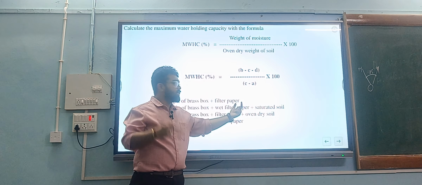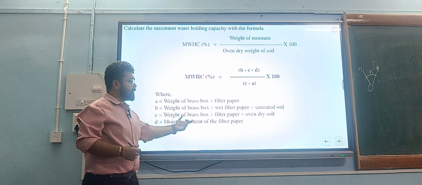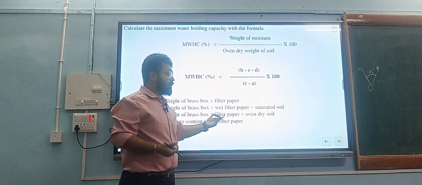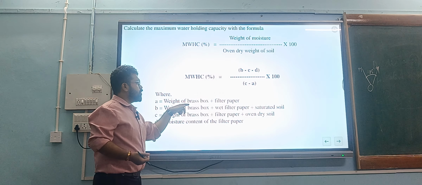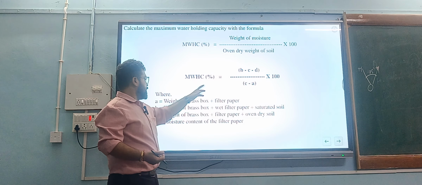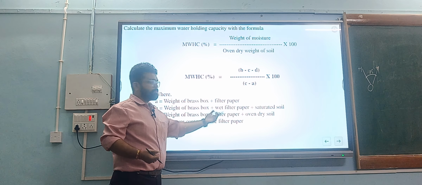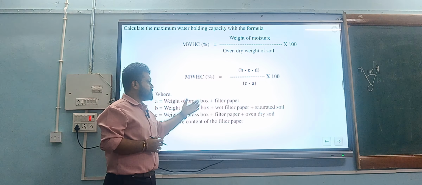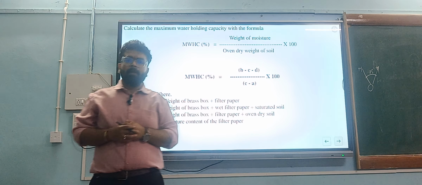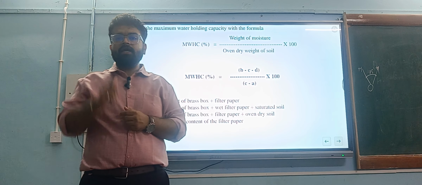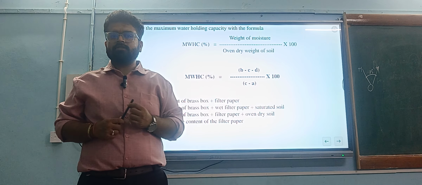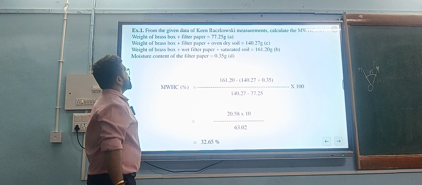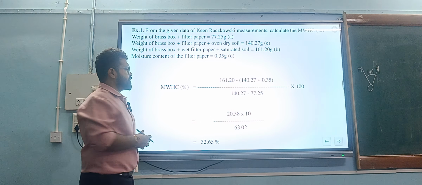We will get the moisture content in the soil minus the moisture content in the filter paper, where you weigh the filter papers 4 to 5 together. Then the weight of moisture divided by the weight of brass box, filter paper and oven dry soil, subtracted by the weight of brass box plus filter paper, gives you the maximum water holding capacity of the soil. The first soil moisture constant, maximum water holding capacity, can be calculated with this formula. This is one good example for this.